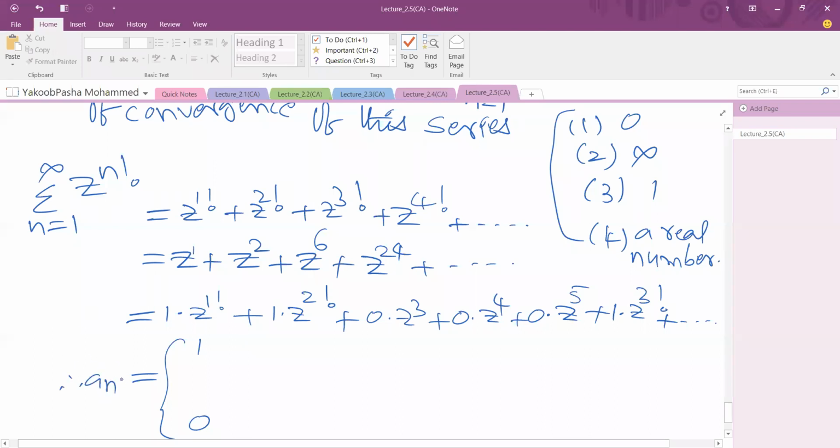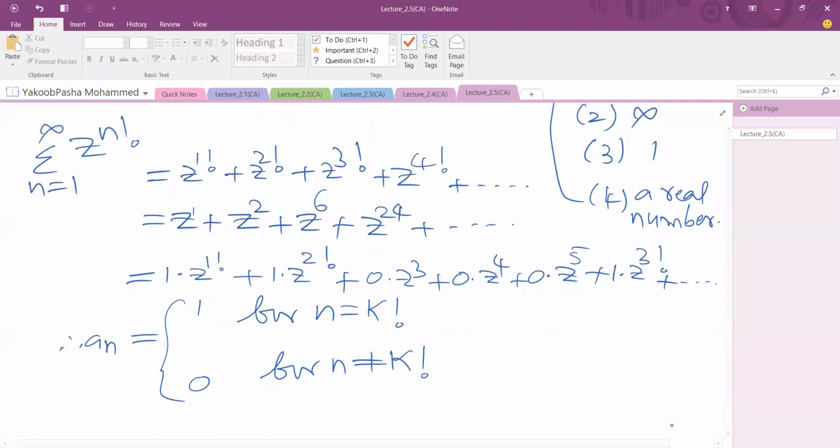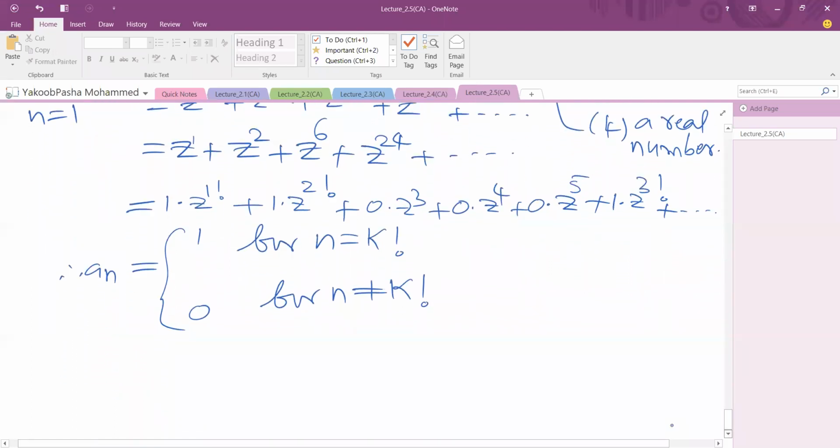I am writing only the coefficient. a_n is equal to 1 for n is equal to k factorial, 0 for n is not equal to k factorial, or otherwise. There are two options: either the coefficient value is 1, or it is 0.